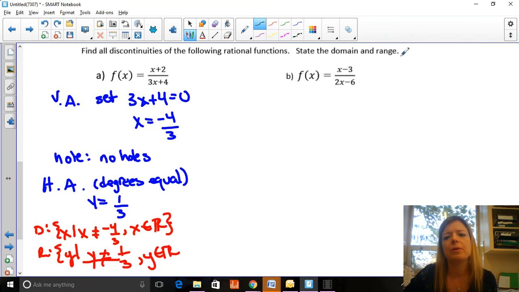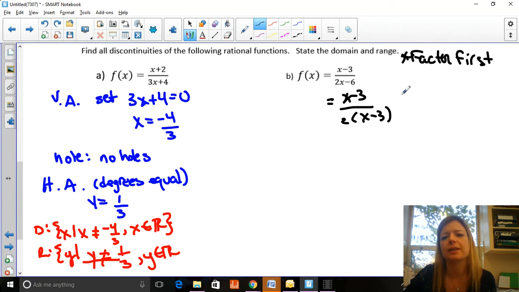Okay, now you always want to factor if possible. So notice this one has a common factor in the denominator, and that's going to be really important. See, there's a common factor. So this actually reduces to just a half. So this is actually just a horizontal line at a half. Isn't that weird?